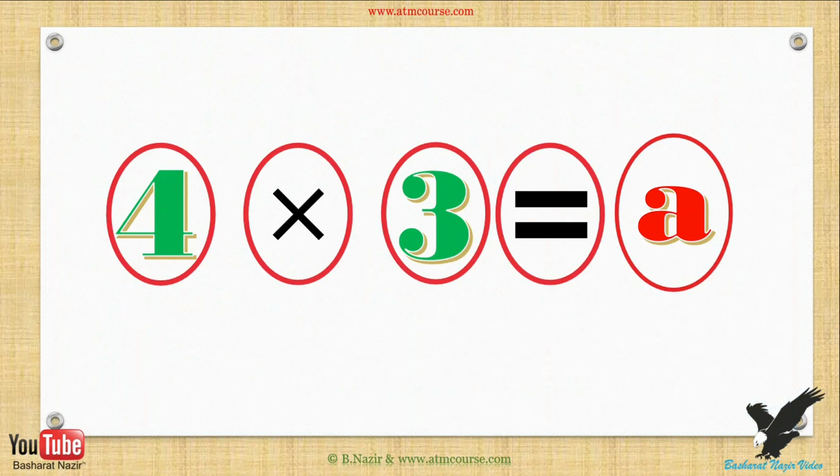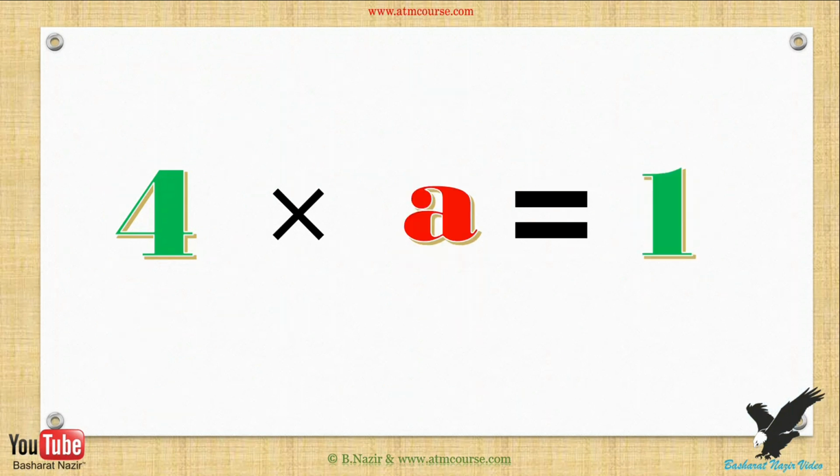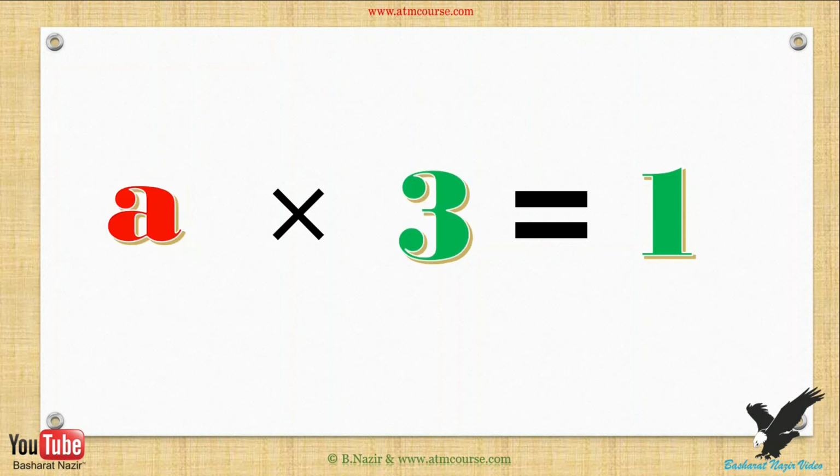Every equation will have at least one number missing, which will be replaced by a letter. You have to find this number. This process of finding the number is called solving the equation. Note that both sides of the equation are in balance, or equal to each other.